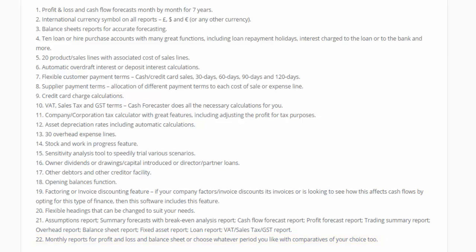So that's pretty much everything I want to go into today of the 22 key features that come with Cash Forecaster software. But I also want to remind you that it is very easy to use. You don't need to be an accountant. We have many customers that are not accountants that use this software, and within a very short space of time of downloading the product, you'll have cash flow forecasts and profit and loss account reports very quickly and easily.